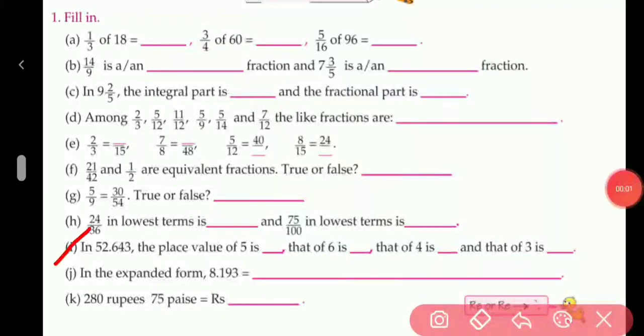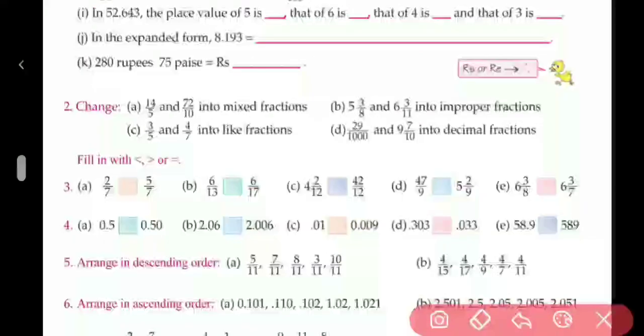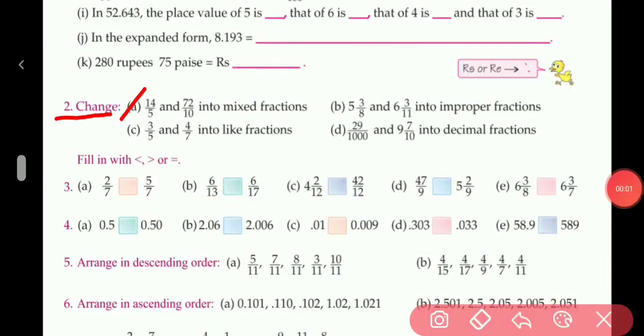In I part, in 52.643, the place value of 5 is 50. 6 upon 10 because it is after the decimal point. That of 4 is 4 upon 100 and that of 3 is 3 upon 1000. In J part, you can easily write in expanded form now. K, 280 rupees 75 paise will be written as 280.75.